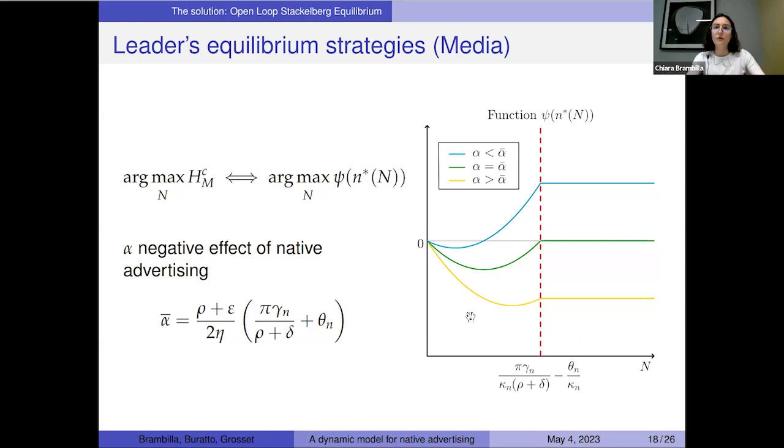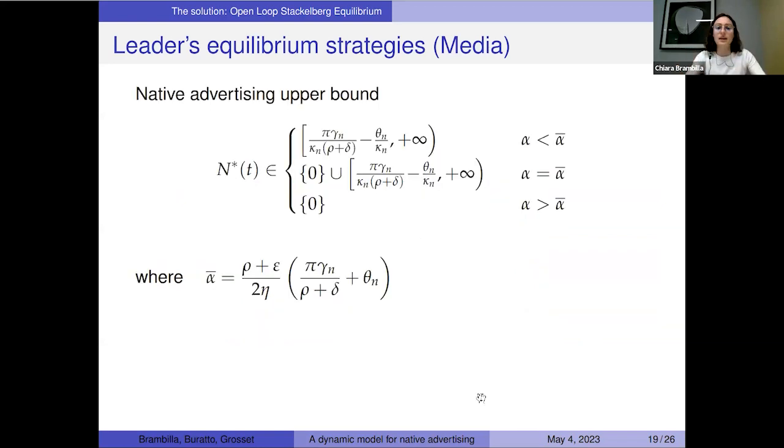So in a more formal way, what we have found is that the native advertising upper bound for the media outlet can be any value in the first interval if the damage to credibility is low enough. But it needs to be equal to zero when the damage to credibility is too high. I mean, this kind of result is atypical for this kind of game because we haven't found a specific value in all the cases for capital N, but this is not an issue for us because, of course, capital N is a strategy for the media outlet in the game, but capital N is representing an upper bound.